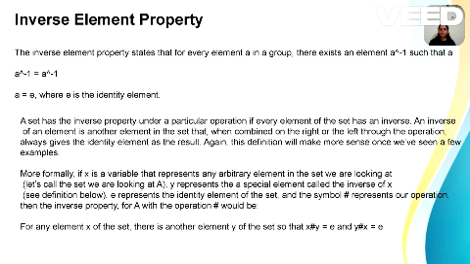More formally, if x is a variable that represents an arbitrary element in the set we are looking at, let's call the set we are looking at A. y represents the special element called the inverse of x. e represents the identity element of the set, and the symbol # represents our operation. Then, the inverse property for A with the operation # would be: for any element x, there is another element y of the set so that x # y = e and y # x = e.